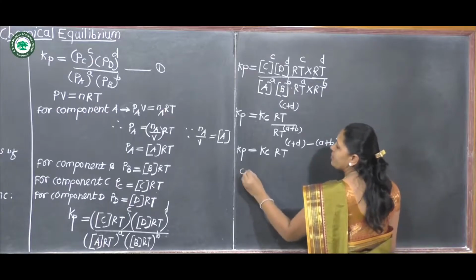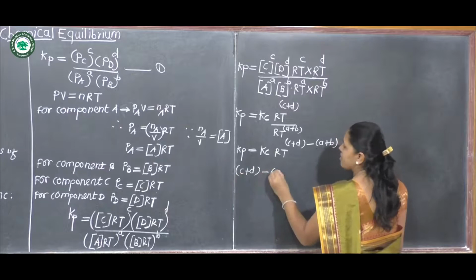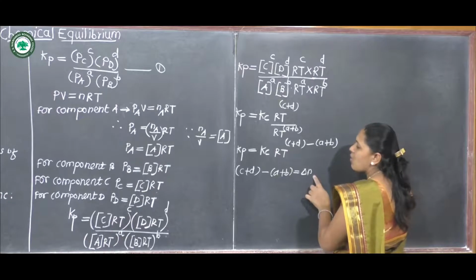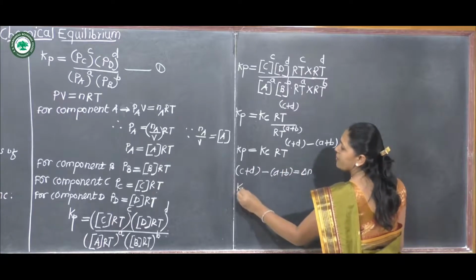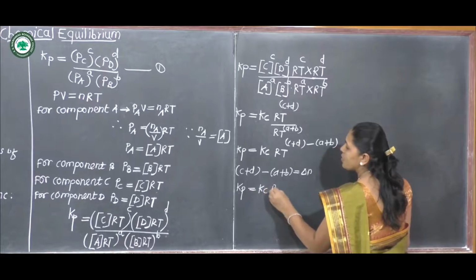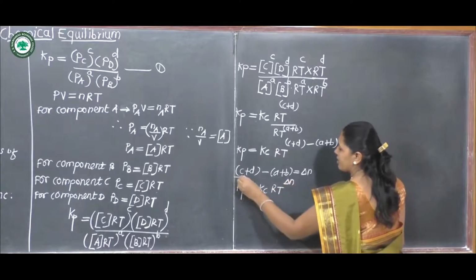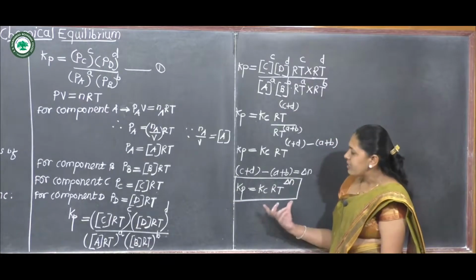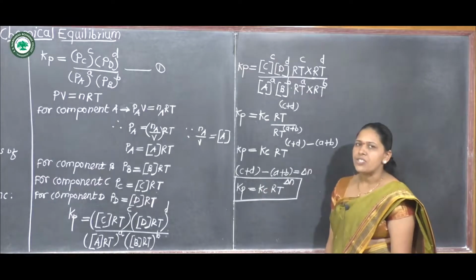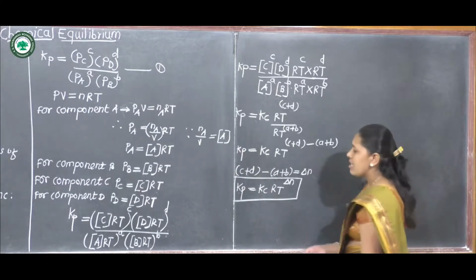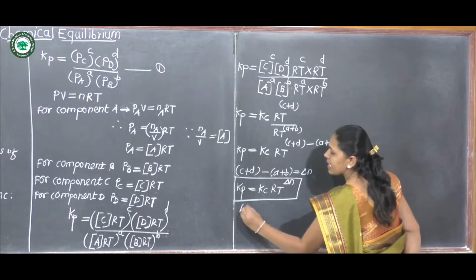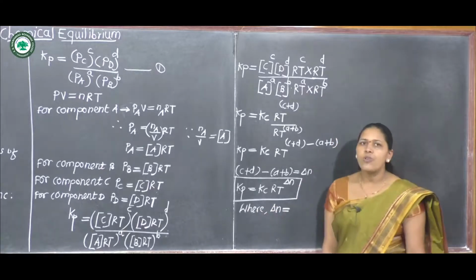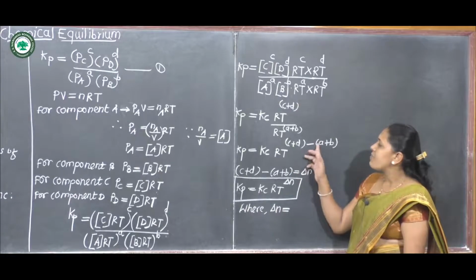If (c plus d) minus (a plus b) is equal to delta n, substituting value of this in equation, Kp is equal to Kc into RT raised to delta n. And this is the relationship between Kc and Kp, that is concentration and partial pressures are interrelated with each other by this equation, where delta n is, what is the value of delta n? Delta n is (c plus d) minus (a plus b).